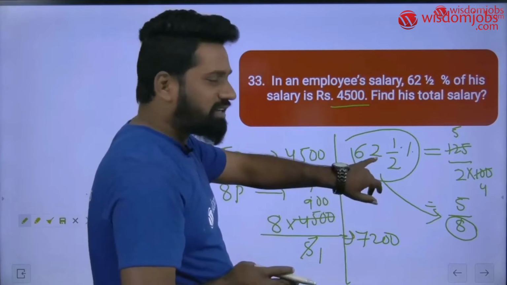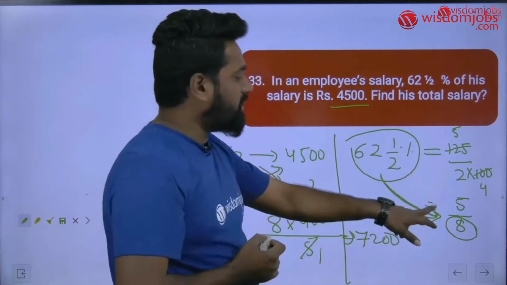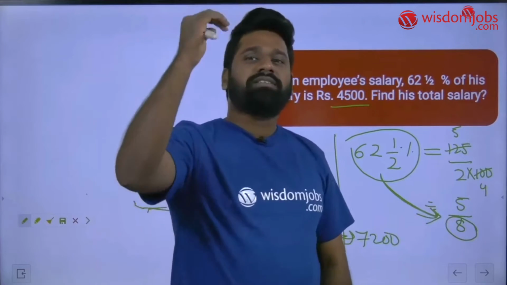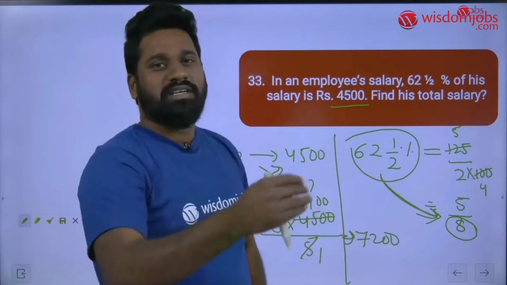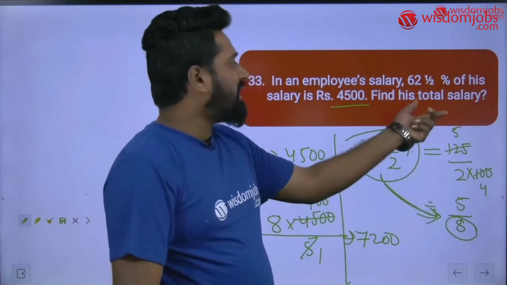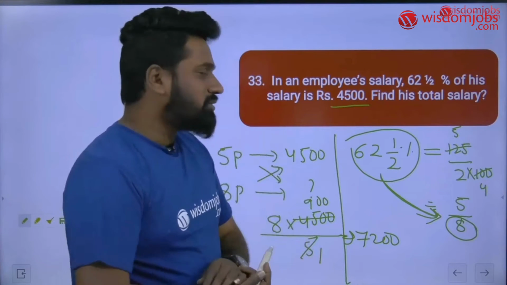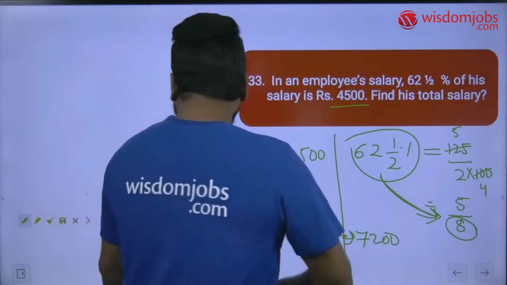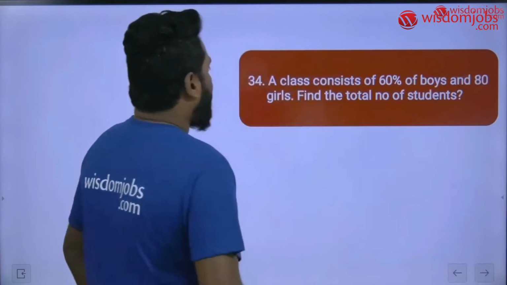When mixed fraction is given, convert this mixed fraction, this percentage, into a normal fraction. If you are getting 1 by 2, 1 by 2 means that 2 indicates total salary and that 1 indicates given salary. Here this 5 parts indicates this salary and you have to find for 8 parts. Is it clear? So instead of doing this, this is the easy method. Is it clear all of you? Right. So whenever this type of questions is given, always you can use this method. Let's go for the next question.